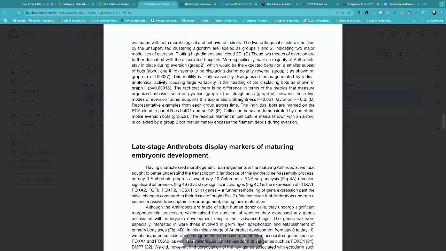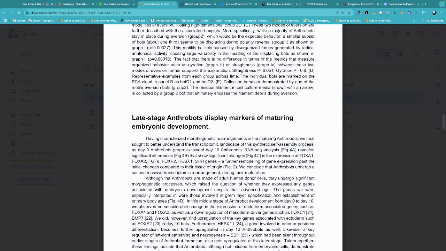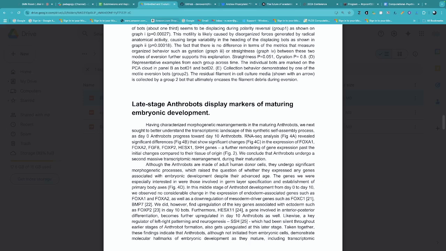Late-stage Anthrobots display markers of maturing embryonic development. So this is where you see maturity in embryonic development, as Anthrobots age, displaying markers of maturing embryonic development. This is where your assembloid is mimicking embryonic development in different ways. Anthrobots undergo a second massive transcriptomic rearrangement during their maturation. The first transcriptomic rearrangement is when they form these Anthrobots, and the second rearrangement is as they mature. There are a bunch of key genes we can look at that involve mesoderm, ectoderm formation, and endoderm-associated genes. So all three layers of the embryo are represented here.